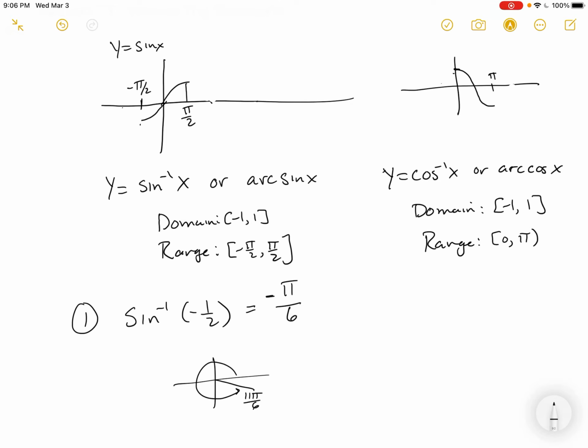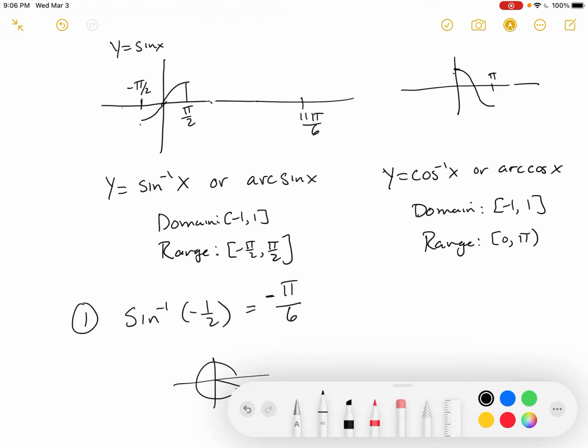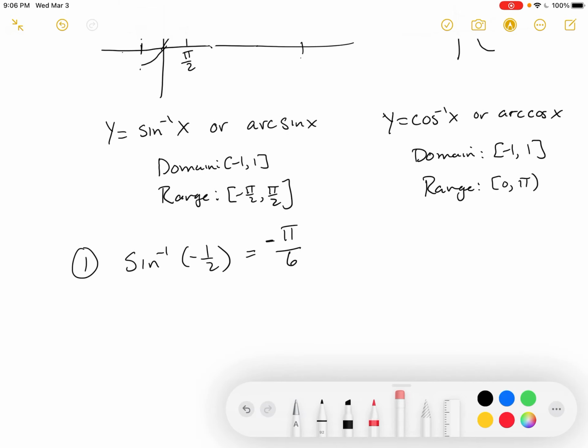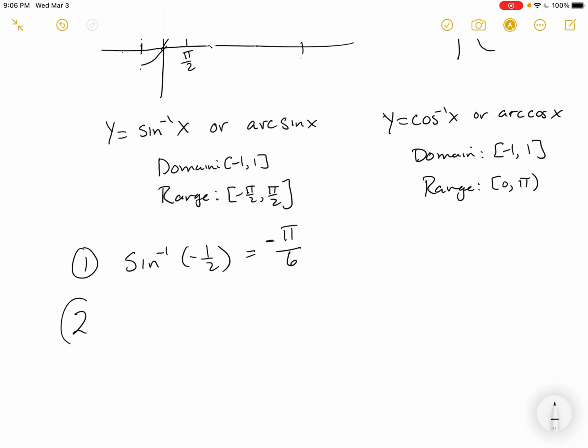Not when you're dealing with the number line. Here's 11 pi over 6, way outside of that range of values. So be careful. It can only be between minus pi over 2 and pi over 2 if it's a sine inverse. Right? They're just going to play around with this.